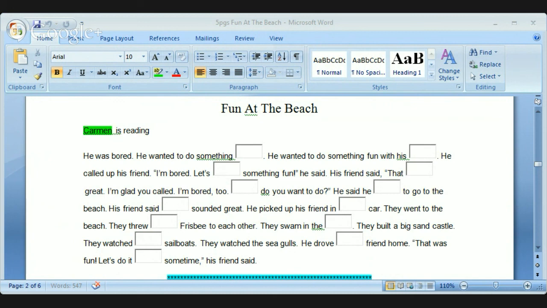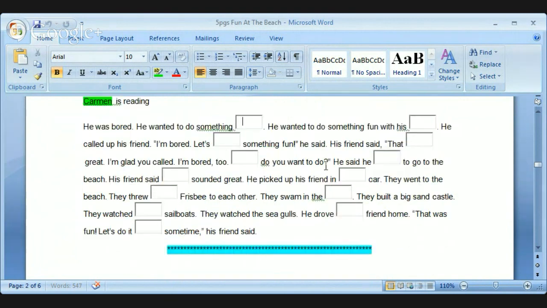He picked up his friend in his car. They went to the beach. They threw a frisbee to each other. They swam in the ocean. They built a big sandcastle. They watched moving sailboats. They watched the seagulls. He drove his friend home. That was fun. Let's do it again sometime, his friend said.